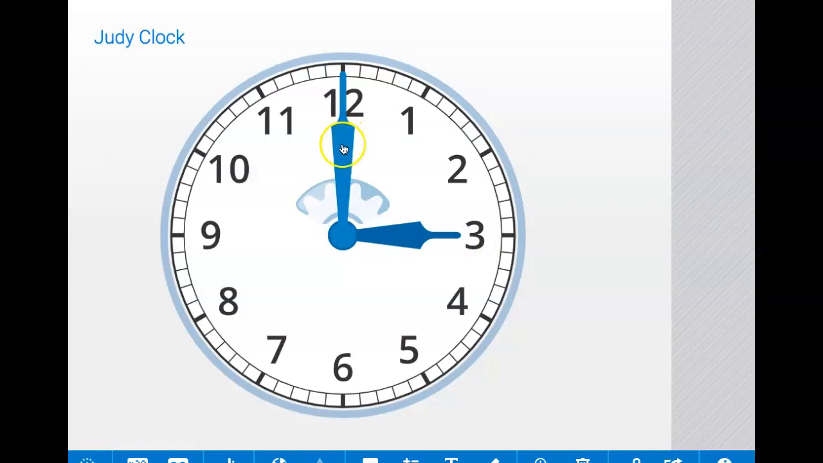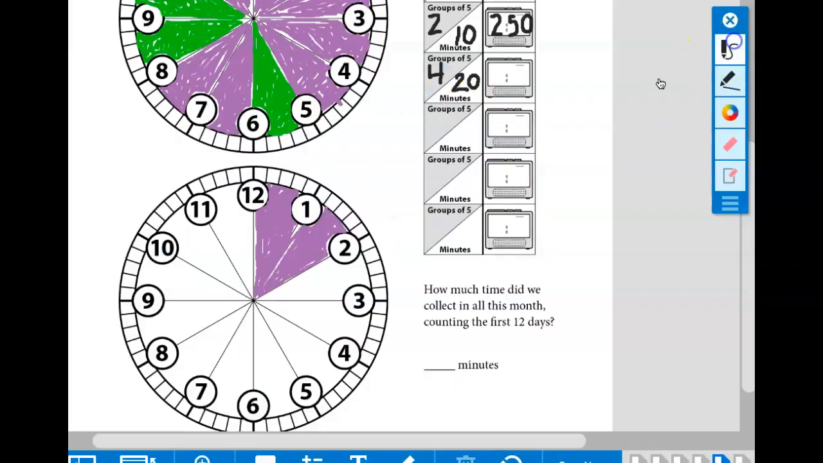So now our clock reads 3 o'clock, but we still need 2 more groups of 5. We start back again at 0. So we have 0, 5, 10 minutes. Now we know our clock reads 3:10. Let's write that on our record sheet. Our clock reads 3:10. We are in a new hour.